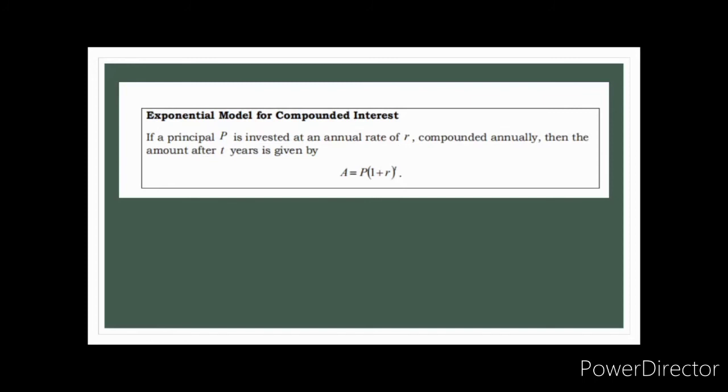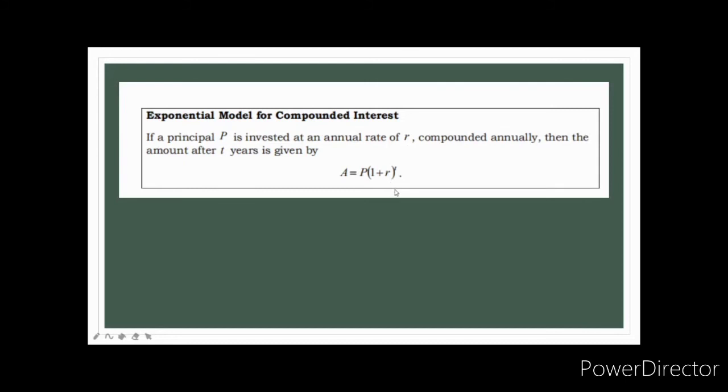Exponential model for compounded interest: if a principal, that is capital P, is invested at an annual rate of small letter r, compounded annually, then the amount after t years is given by A is equivalent to P times the quantity 1 plus r raised to t.